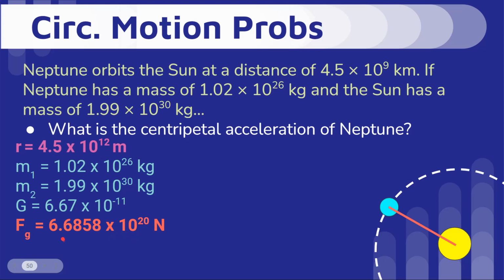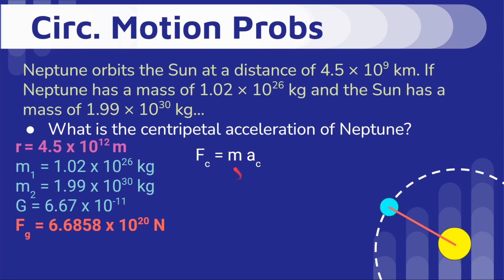And this is with more of the digits, less rounded. Now I can find my centripetal acceleration because that force of gravity I just found is the centripetal force for the circular orbit of Neptune around the sun. That force of gravity is what keeps it in orbit, just like when we talked about the moon and Earth. Okay, and so I'm going to plug this value in for this centripetal force.